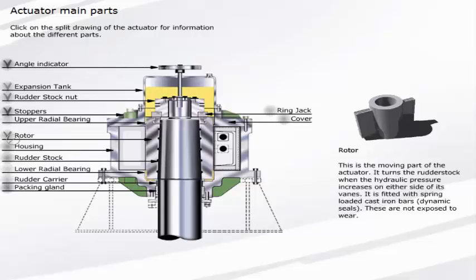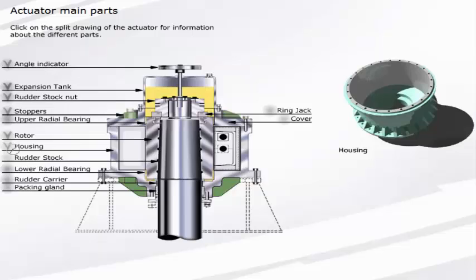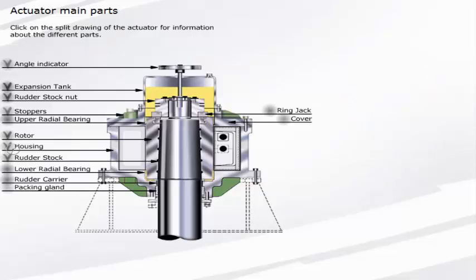Housing. Serves as the outer boundaries, side and bottom of the pressure chambers. Rudder stock. This is the connecting shaft between the rotor and the rudder.